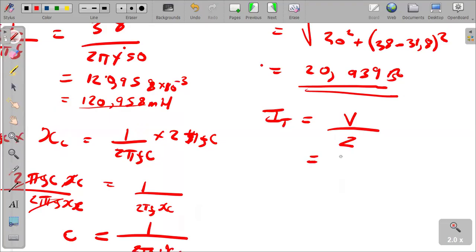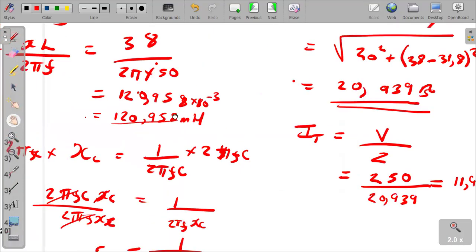So we've been given the supply voltage, which is 250, together with the frequency, divided by the impedance we've just calculated, 20.939. Together they are going to give us 11.939 if we punch that on the calculator. Right? So basically, this is what is happening, 3.3, 3.4. Now we are on 3.5.